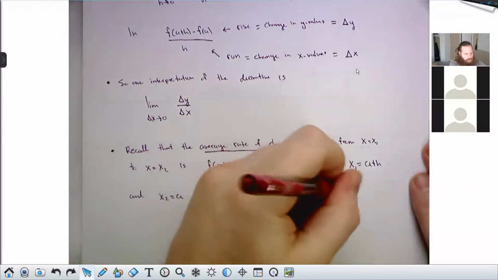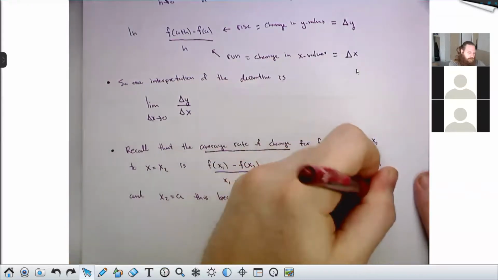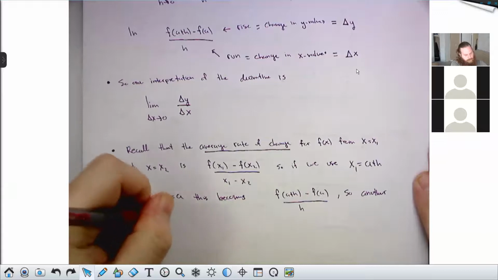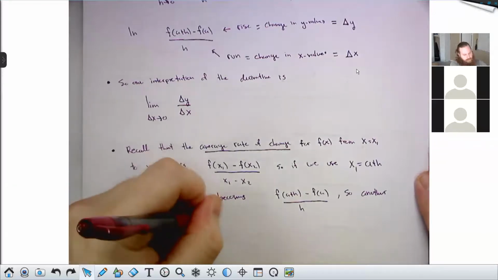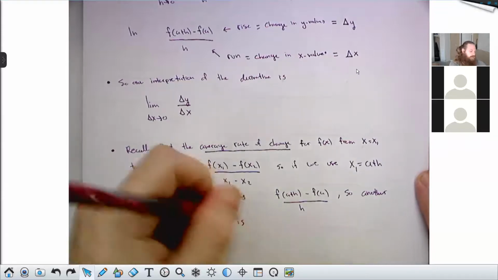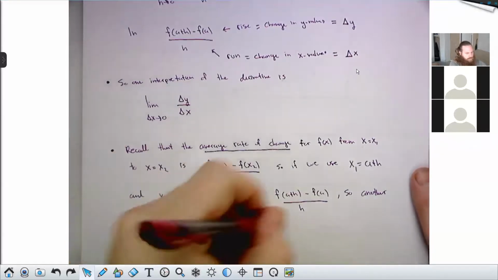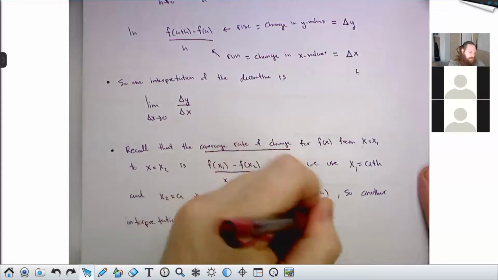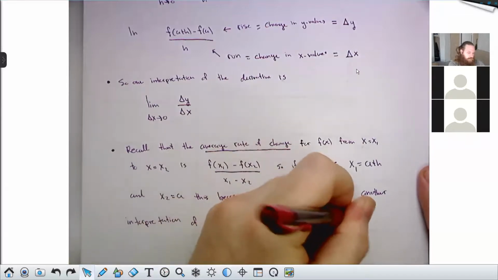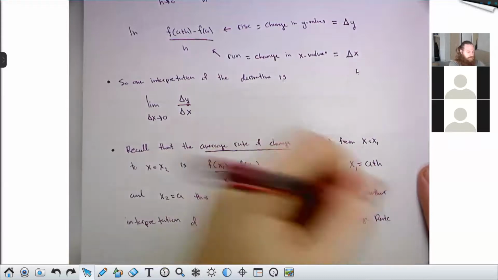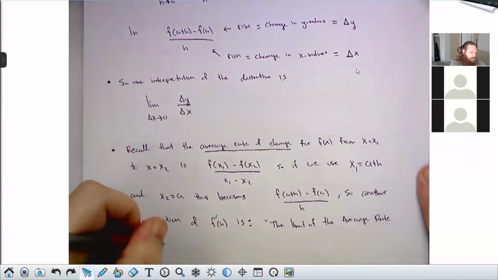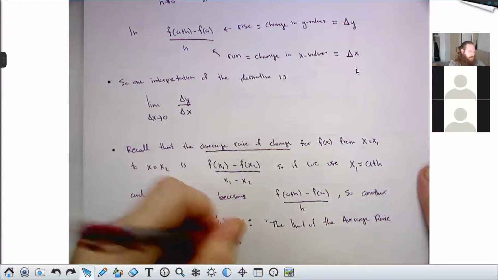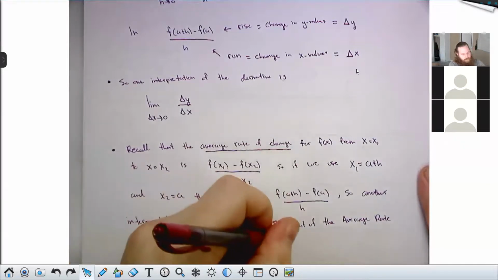So another interpretation of f primed of a is the limit of the average rate of change as the inputs get closer and closer.